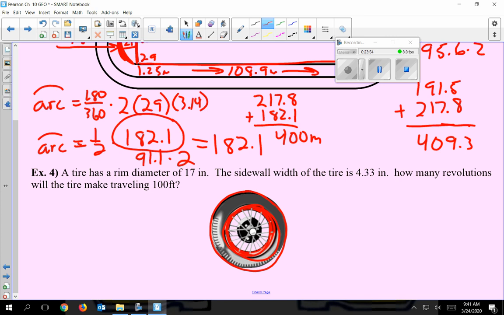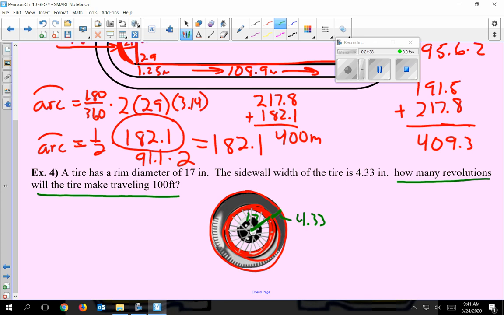And they tell me that the rim has a diameter of 17. So basically from the center of the rim out to where it meets the tire is 17 inches as a radius, okay? The sidewall width, so this part of the tire is called a sidewall, has a width of 4.33, okay? So what I want to do is use that to find the circumference of the wheel. And why I need to do that, we're going to find out how many revolutions, or how many times that tire is going to go around when it travels 100 feet, okay?